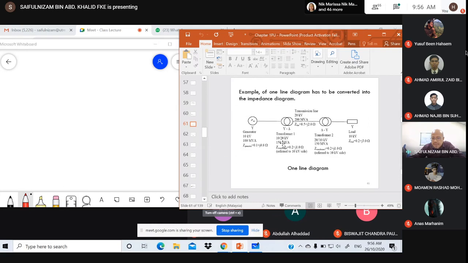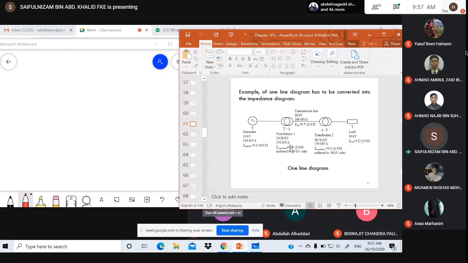This is the MVA, 150, and this is the transformer impedance. You can see here 0.2 plus j1 ohm, the impedance of the transformer referred to 10 kV. So what is the difference between this and the previous example? The transformer impedance now is given in actual value, right? Previously it was given in per unit. This time the impedance is given in ohm.